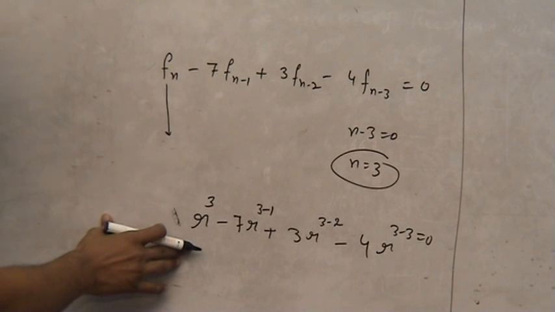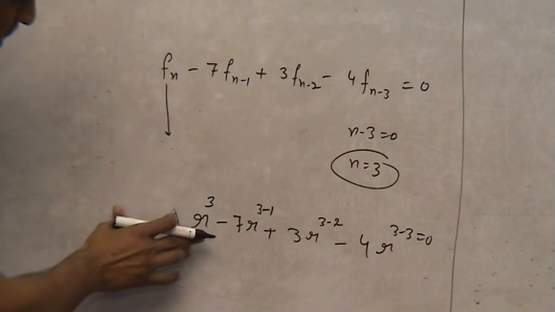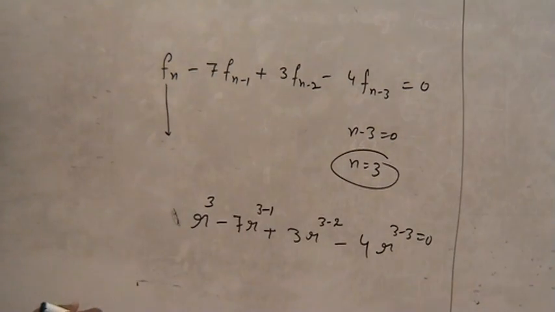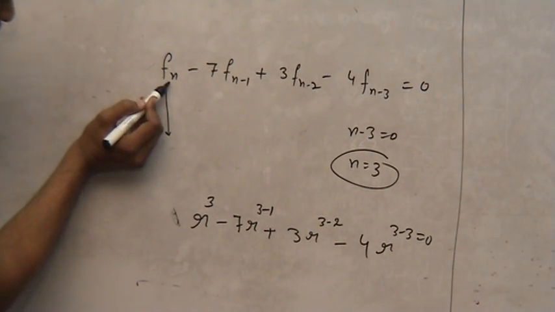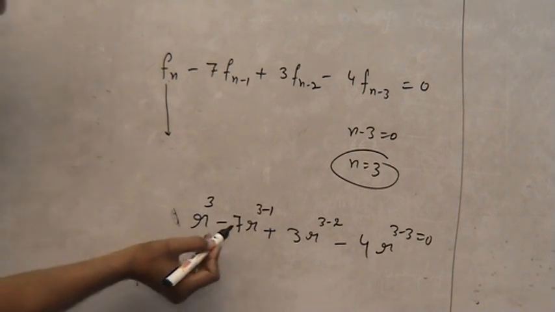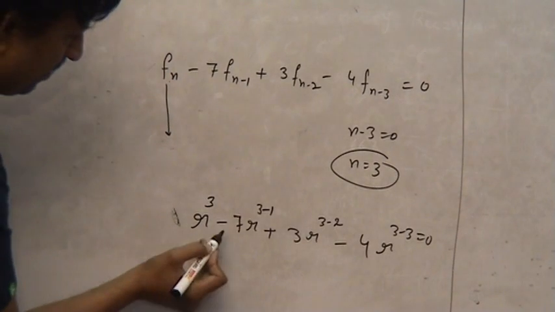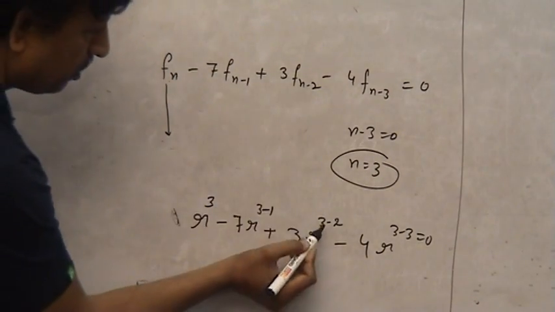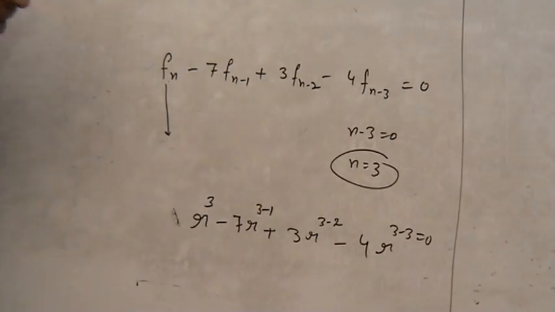Let us consider any variable, say r. We start with the number 3, which is the order of the recurrence relation. Here n is equal to 3. Put 3 as the power of r. Then the next term is n minus 1, which means 3 minus 1. Next term n minus 2, 3 minus 2. Next term n minus 3, it means 3 minus 3.